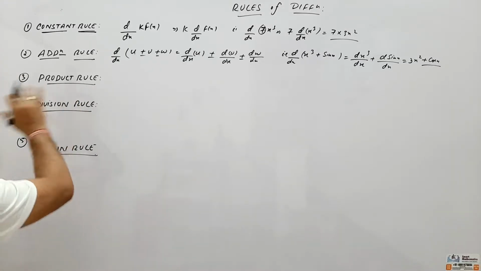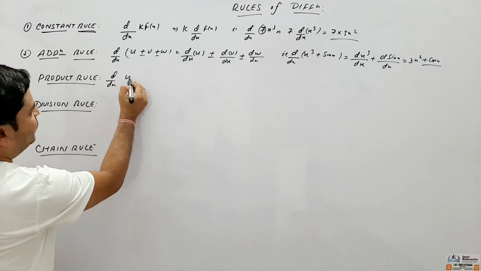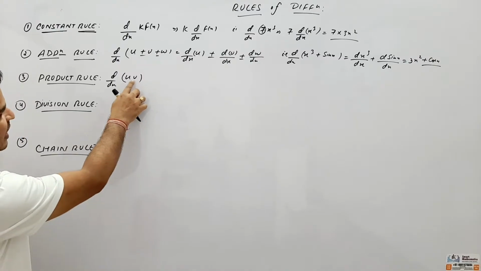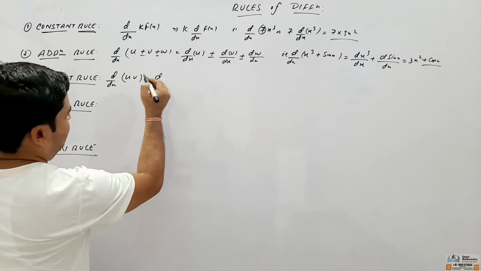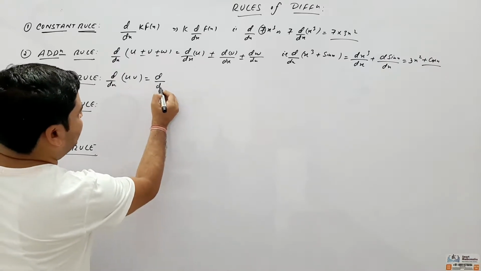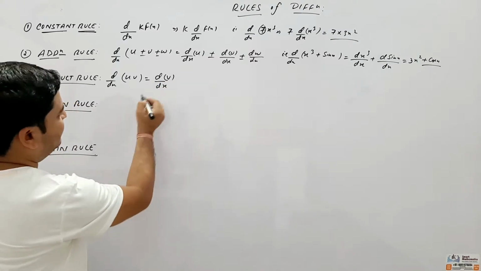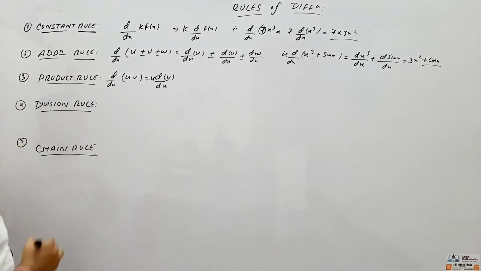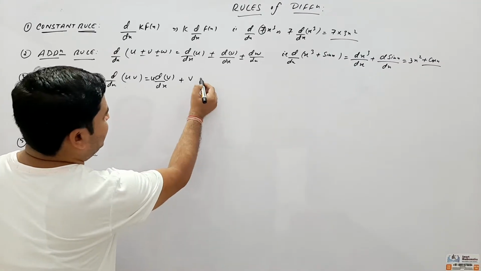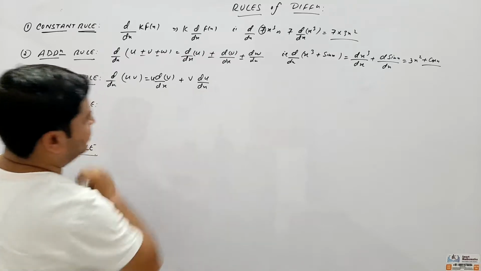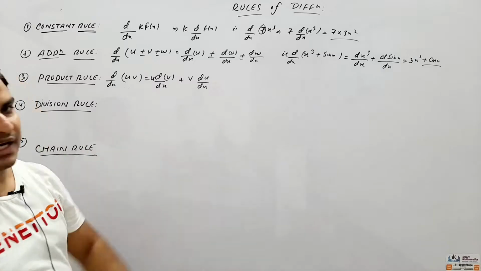Let us move to the third rule. This is called the product rule. As the name says, whenever two functions, say u and v, are multiplied to each other, you will apply the product rule. How? Let's see. Here we will differentiate one of the functions, suppose v, keeping u as constant, plus this time v remains constant and we will differentiate the other function. You can easily call it u times the differentiation of the first function plus v times the differentiation of the second function.